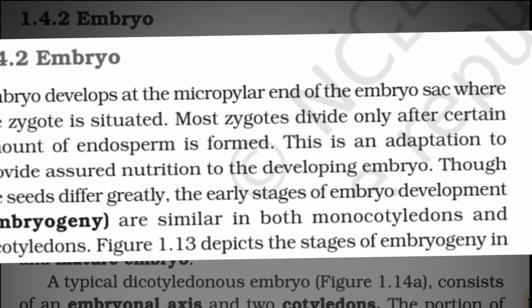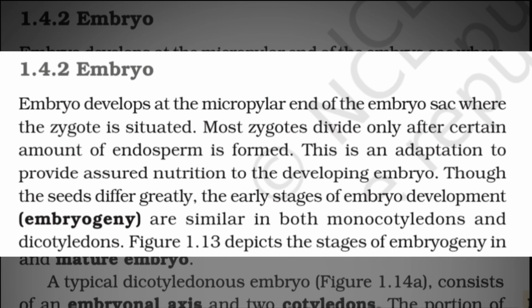Embryo. Embryo develops at the micropylar end of the embryo sac, where the zygote is situated. Most zygotes divide only after a certain amount of endosperm is formed. This is an adaptation to provide assured nutrition to the developing embryo. Though the seeds differ greatly, the early stages of embryo development, embryogeny, are similar in both monocotyledons and dicotyledons.